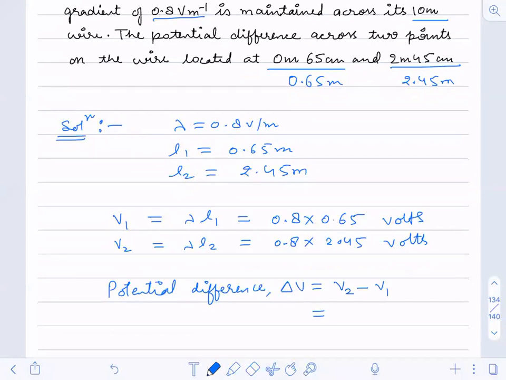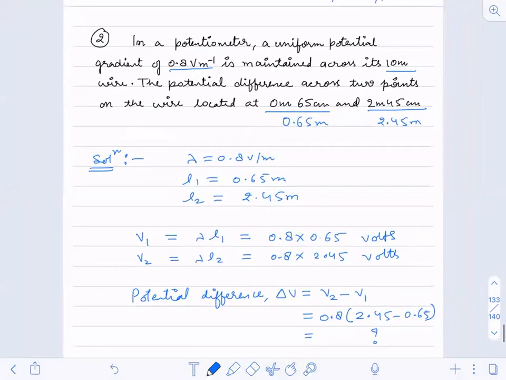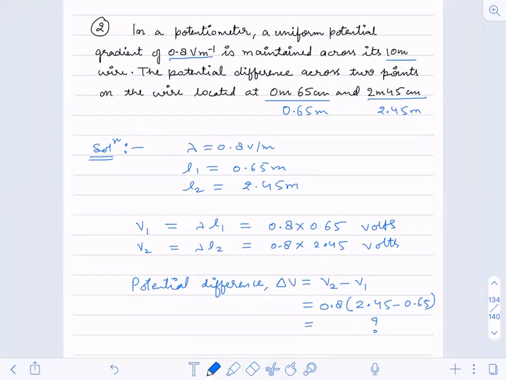So V2 you can calculate, V1 you can calculate. 0.8 will be common, and you can subtract 2.45 minus 0.65, and you can get the value. I'm not solving it, you can just solve it. It's a simple calculation you have to do. So this is the solution for the second question.